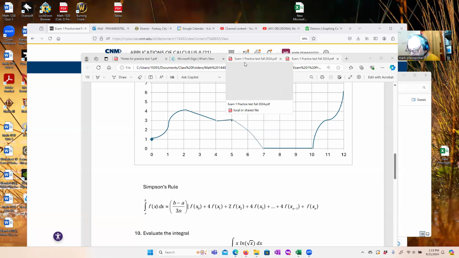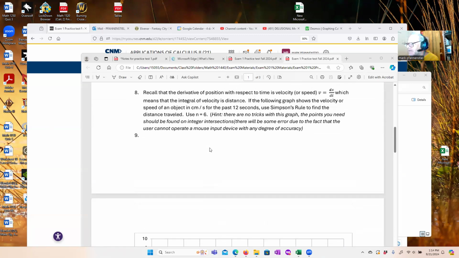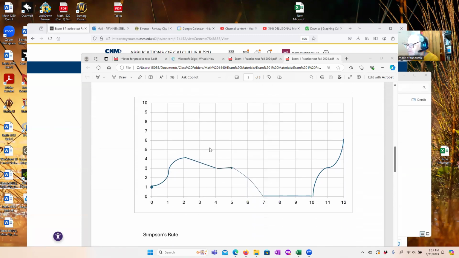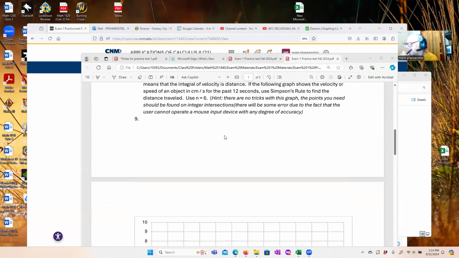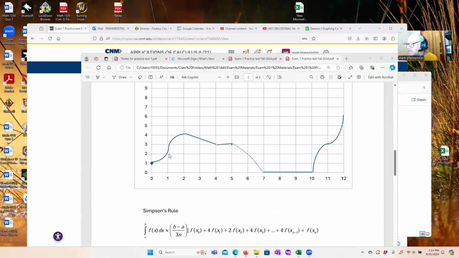We are continuing our series on the test, trying to figure out how to do all of these problems. So we're going to do problem number 8 here. We have this arbitrary graph, and we're going to try to figure out the area under the curve for this thing.